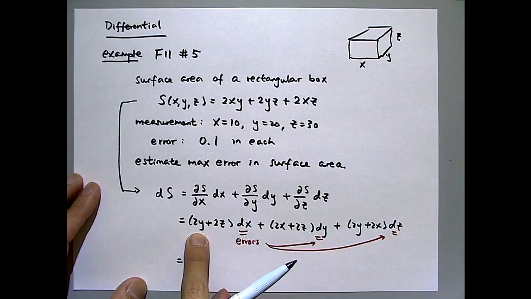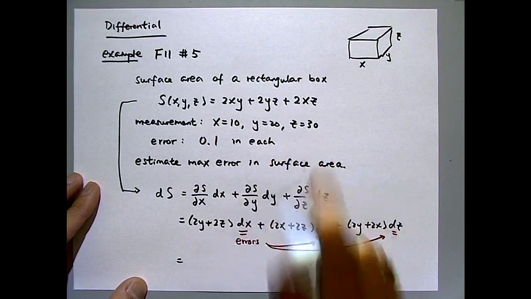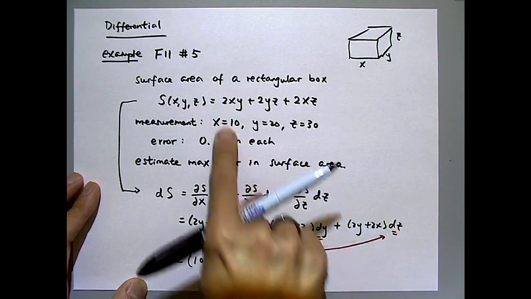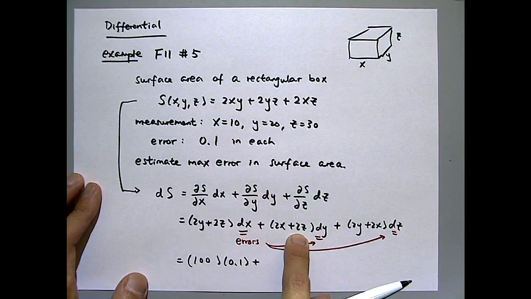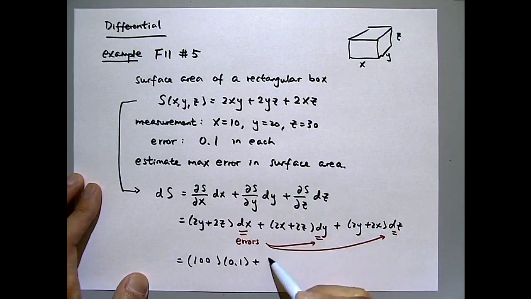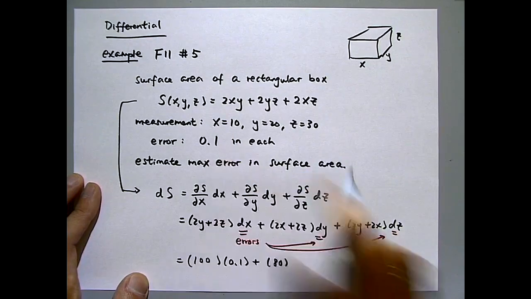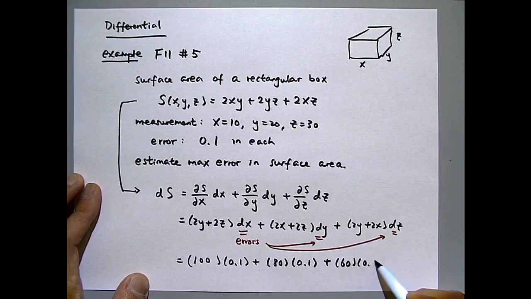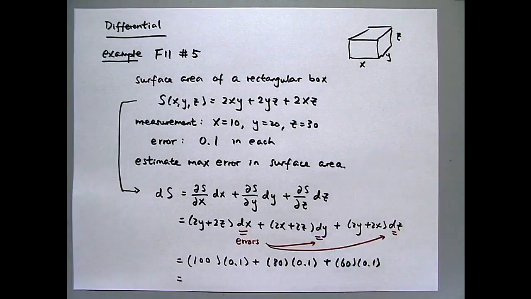So here we go. We get 2y, that's 40. 40 plus 60, that's 100. Error is 0.1 in x. For y: 2x is 20, 2z is 60, so that's 80. The error in y is 0.1. For z: 2y is 40, 2x is 20, so that's 60, times another 0.1 because of the error in z. Here we get 10 plus 8 plus 6. That's 24.